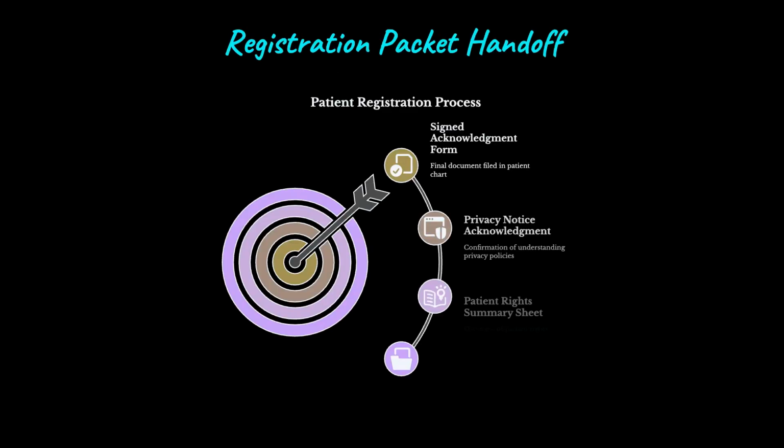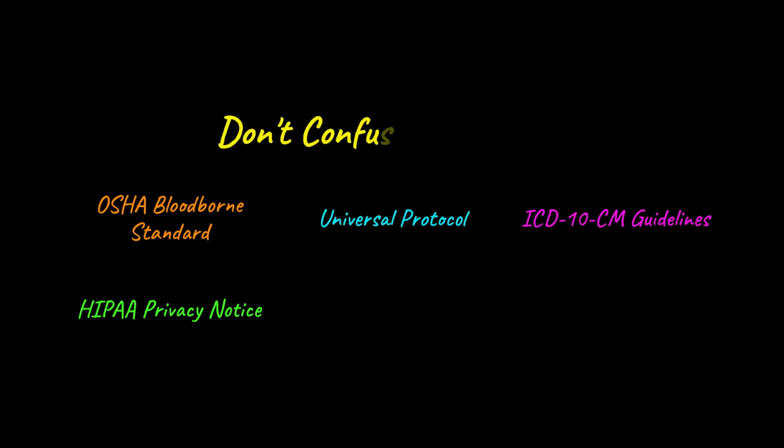In practice, the CMAA weaves this into registration. The rights summary sits in the packet, on waiting room signage, and in patient handouts. The CMAA may briefly walk through informed consent, privacy, records access, and the complaint process, then has the patient sign an acknowledgement that goes straight into the chart.